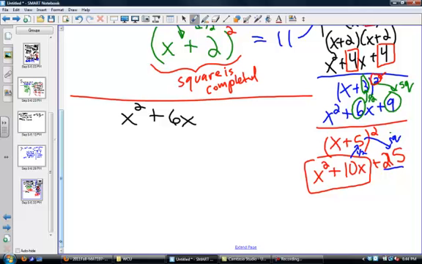X squared plus 6x equals 30. Yeah, 30 minus 30. 30, yeah, no, that's 30. Equals 30.